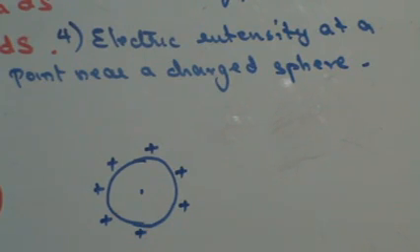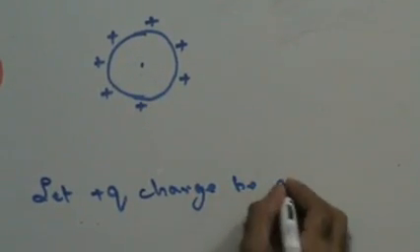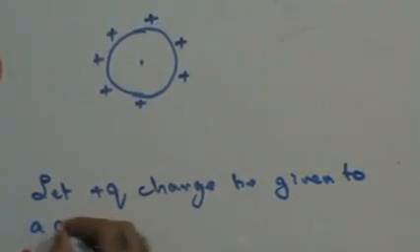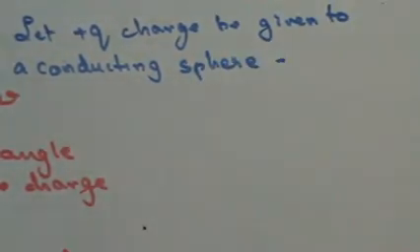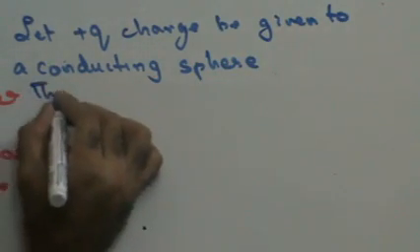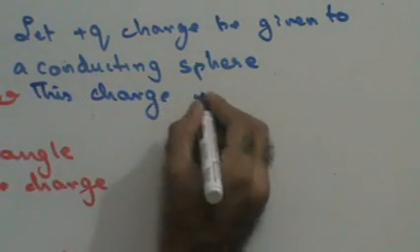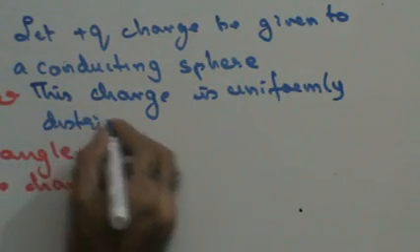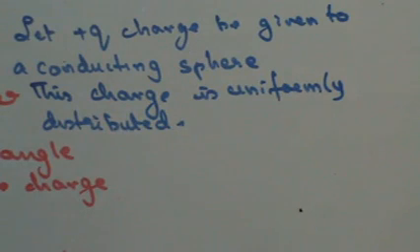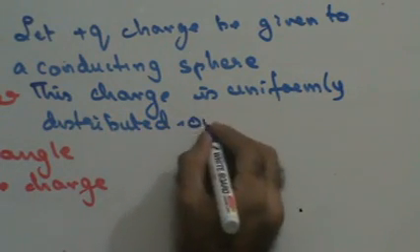Let us assume that plus Q charge is given to a conducting sphere. Now this charge will be uniformly distributed over the surface area of the sphere. This charge is uniformly distributed over the surface of the sphere.